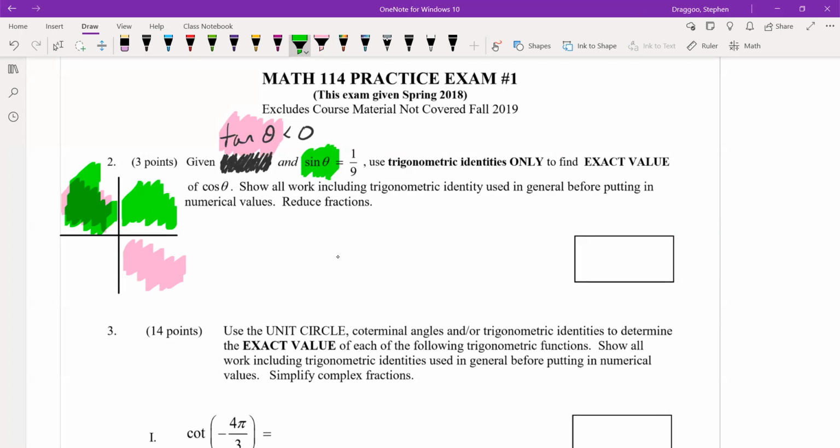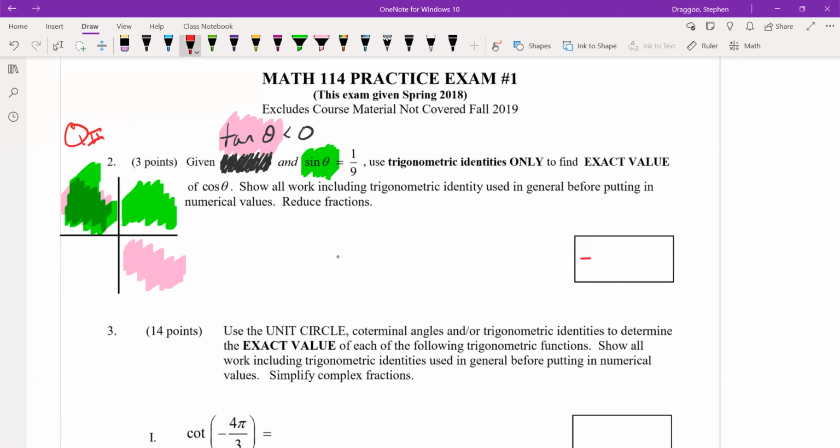And since those two bits of information overlap in the second quadrant, that must be the quadrant that theta is located in. So my solution should be in quadrant 2, which means when I go to get the cosine value, I should have a negative answer. I'm just going to put that in the box right now. I know that cosine needs to come out negative because my angle's in the second quadrant.